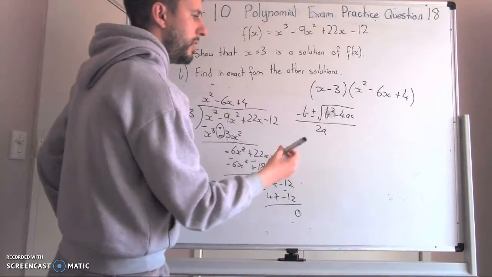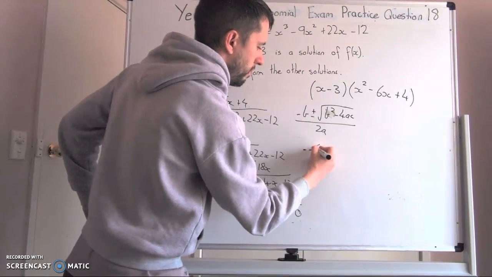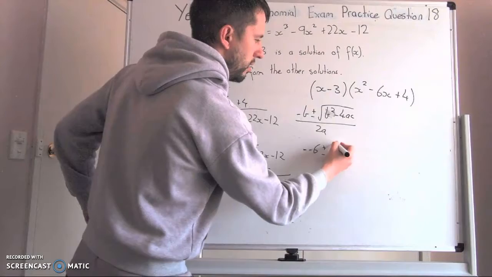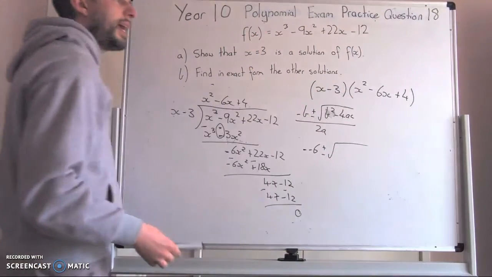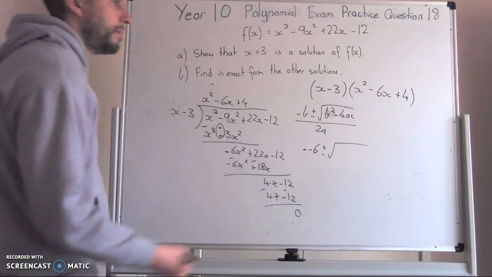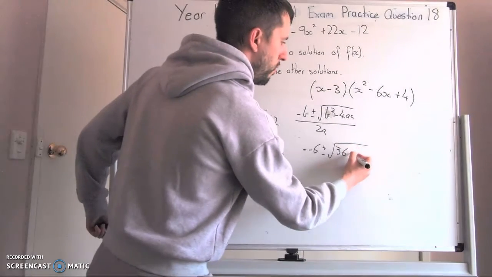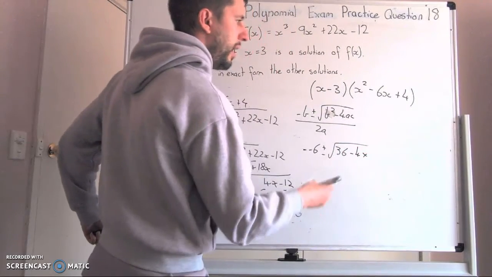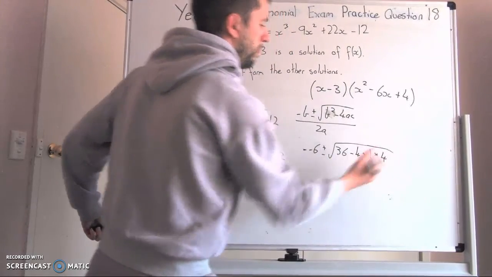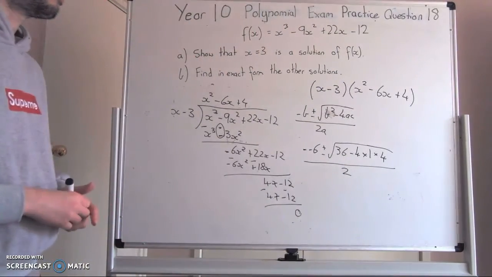Now I just need to substitute these values. So negative, then b is negative 6. So I've got negative 6 plus or minus b squared, negative 6. Negative 6 times negative 6 is a positive. 6 times 6 is 36. And then I'm left with negative 4 times a, which is 1, times 4. Divided by 2a, and a is 1, so I'll just put it as 2.